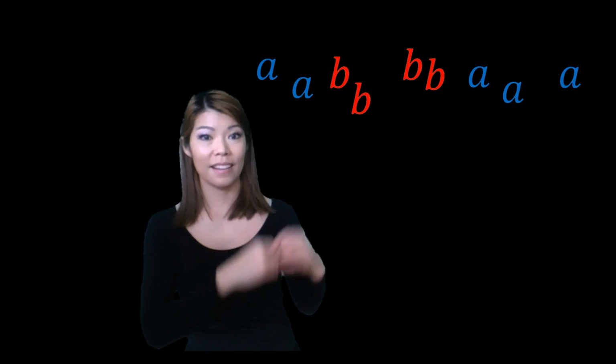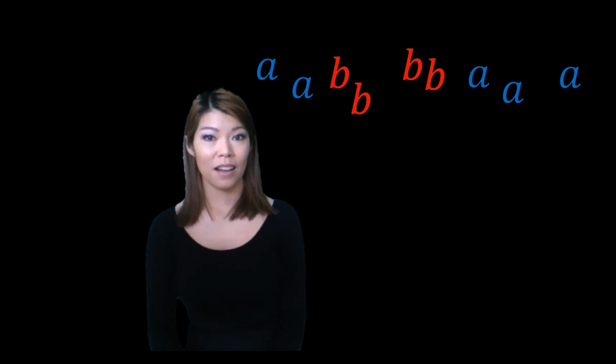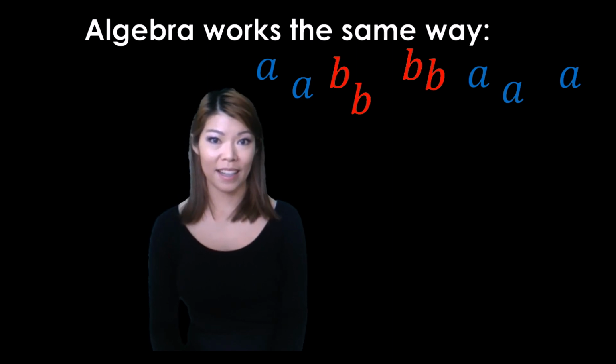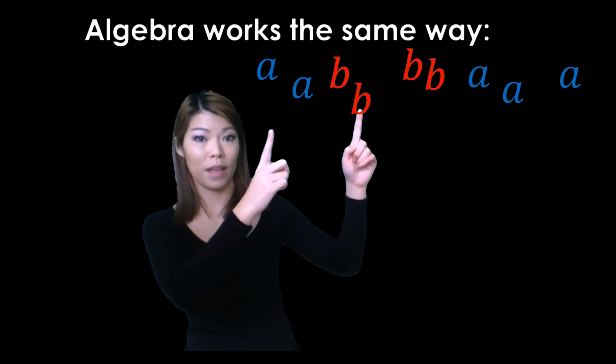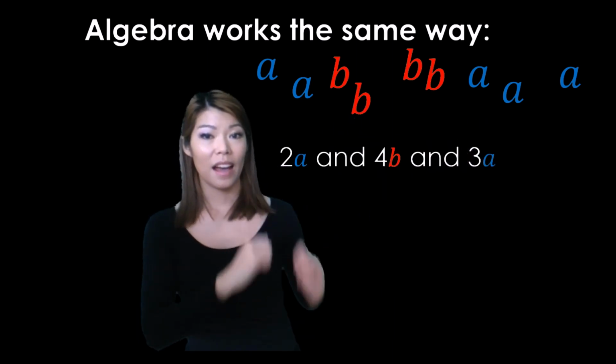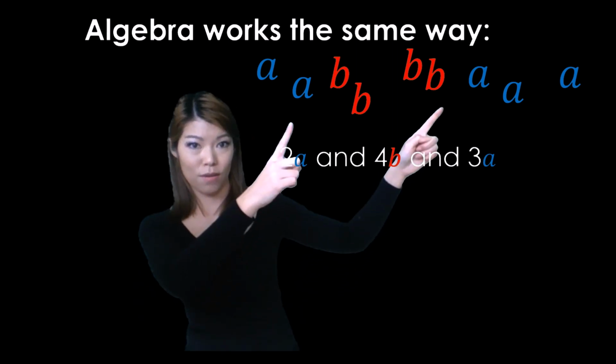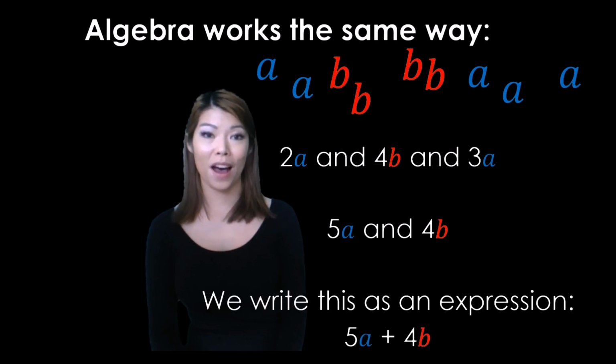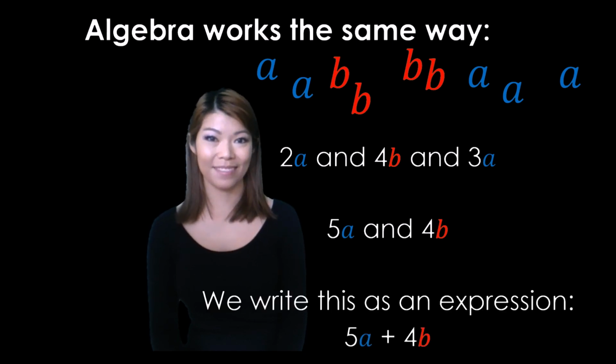So having a look at all these pronumerals, all these letters over here, likewise in algebra it works the same way. So we look at the 2 A's, the 4 B's and the 3 A's over there, and we would say that there are 5 A's and 4 B's. In mathematics, we would like to write this expression as 5A plus 4B.